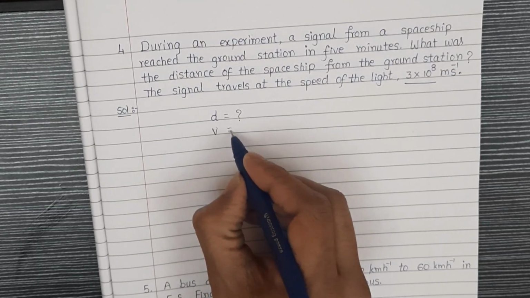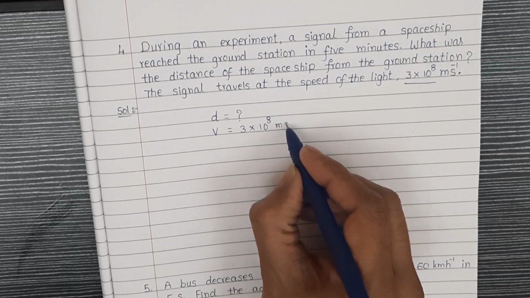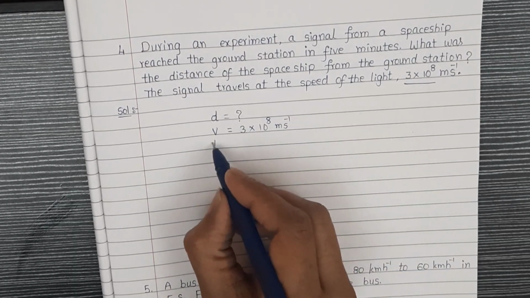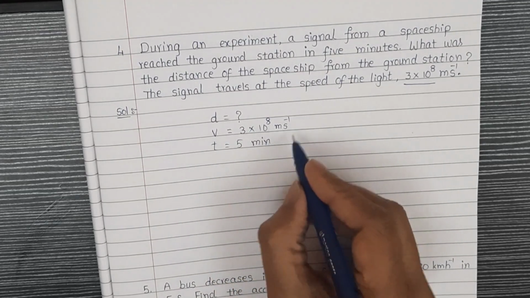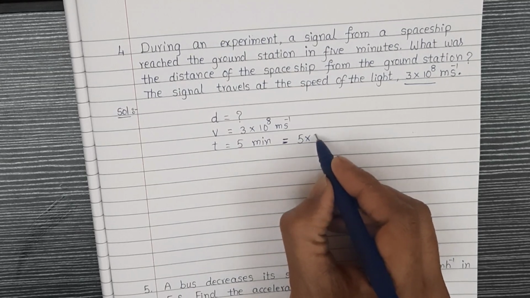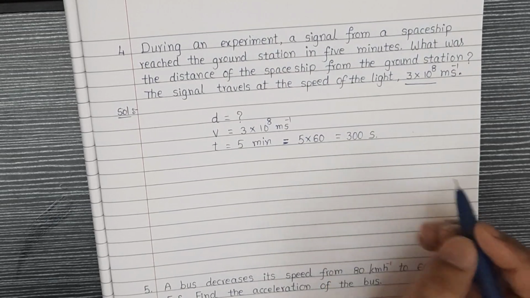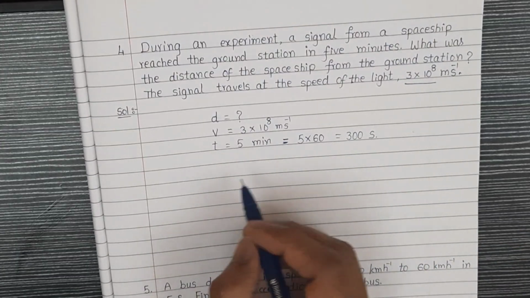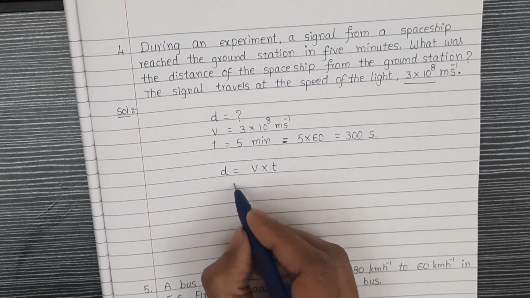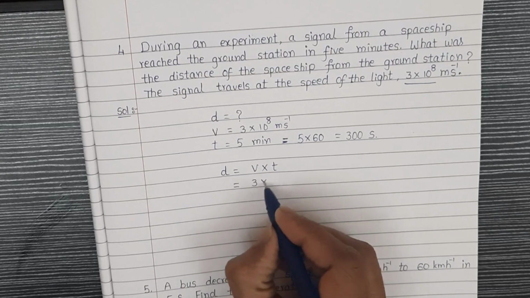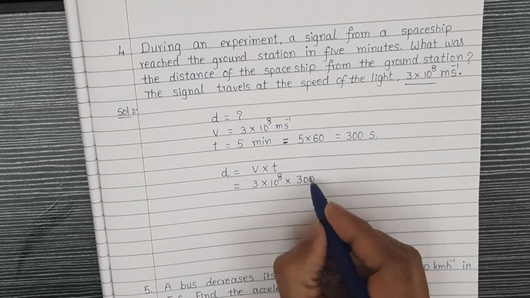What else has been given? The speed, v, is 3 into 10 power 8 meter per second, and the time is also given, which is 5 minutes. If you check the data, time is in minutes, so we'll convert that into seconds, which is 5 into 60, 300 seconds. Now apply the right formula. Distance is equal to speed into time. We all know this formula. So speed is 3 into 10 power 8, into time, 300 seconds.